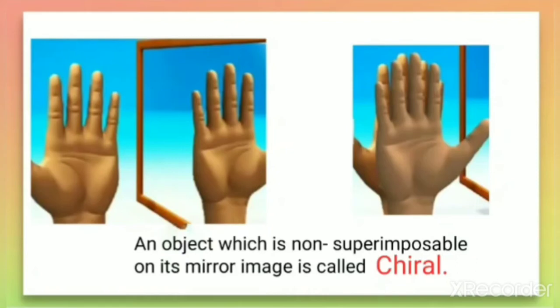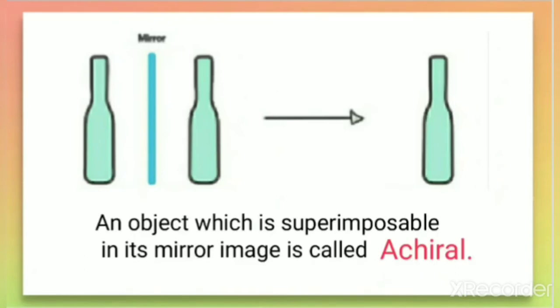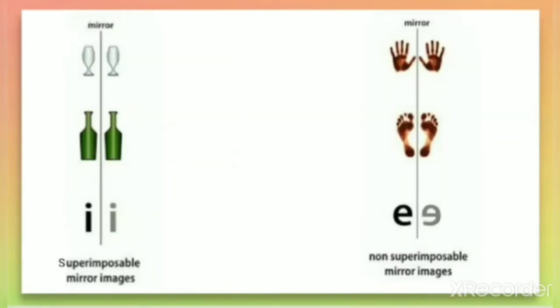Let us take some more examples. Look at this figure. Here, it is a bottle. When you find its image, it can be superimposed one on the other. So, such an object which is superimposable on its mirror image is called achiral. Let us find some more examples. Here, some objects are taken and their mirror images are shown. In the first series, we can find that the objects and their mirror images are superimposable.